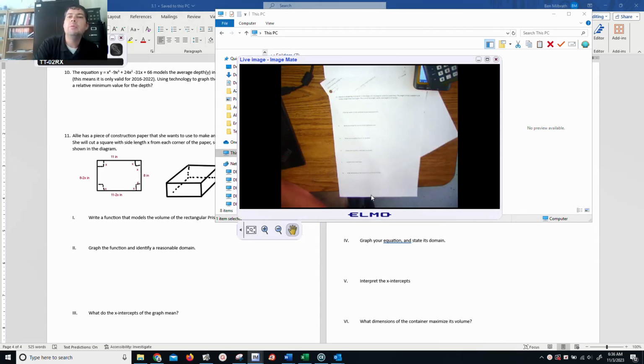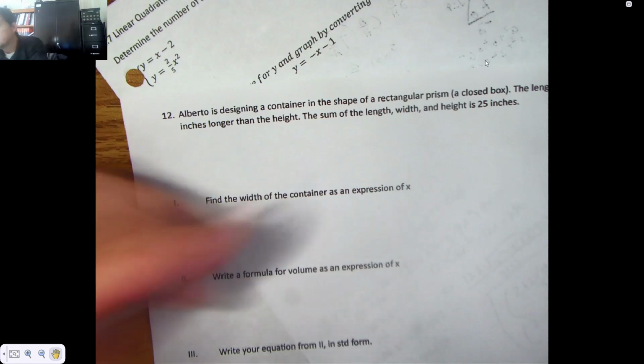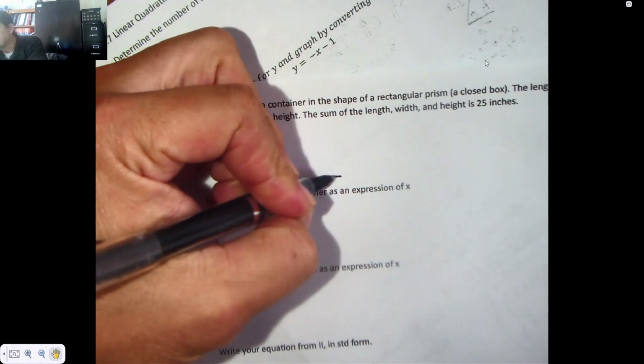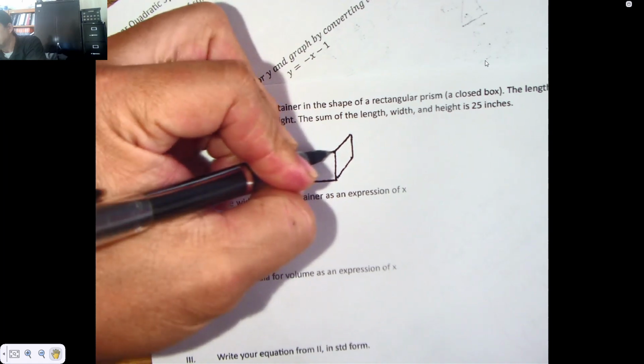We have 3.1, the beginning of polynomials. And I want to do the most interesting question first, because why not? Which happens to be the last question on this homework assignment. It's about Alberto. He's designing a container in the shape of a rectangular prism, which is a word you learned in 6th grade. Rectangular prism is just a box. This one is closed. Not that it matters, but it's a rectangular prism.